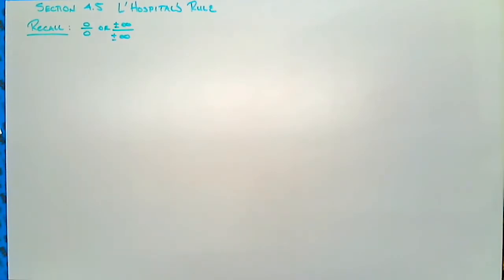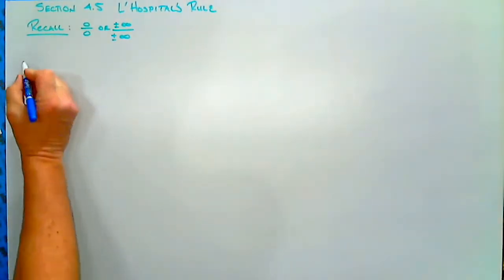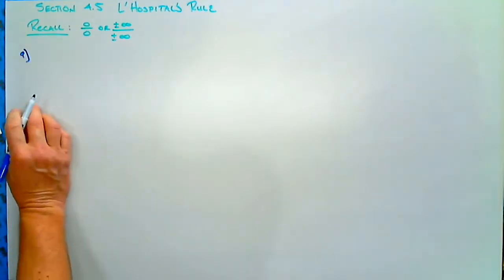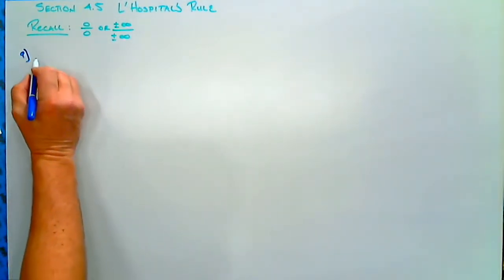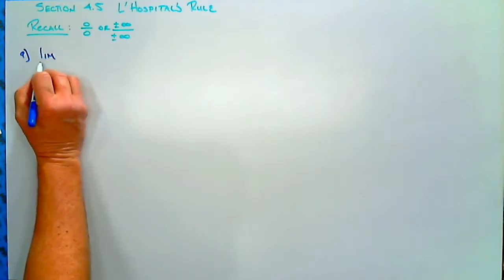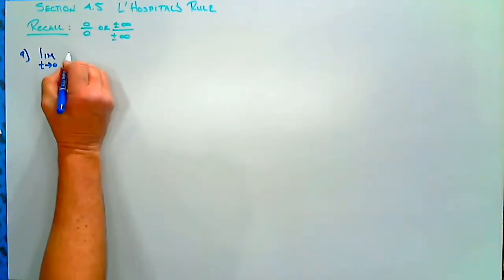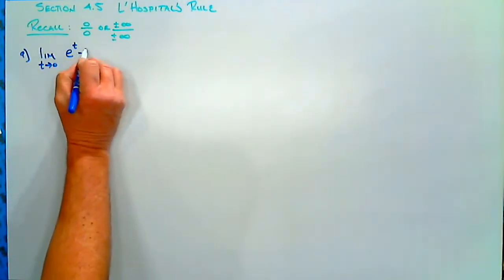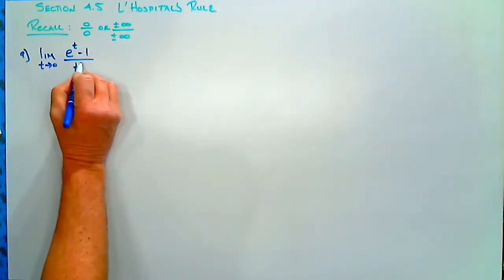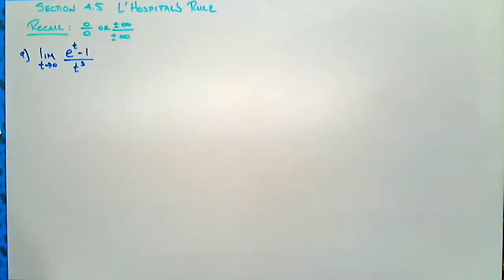I'll start with question number 9. I'm just picking problems randomly here. Question 9 says find the limit as t goes to 0 of e to the t minus 1 divided by t cubed.